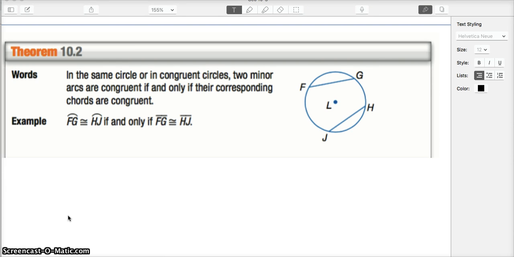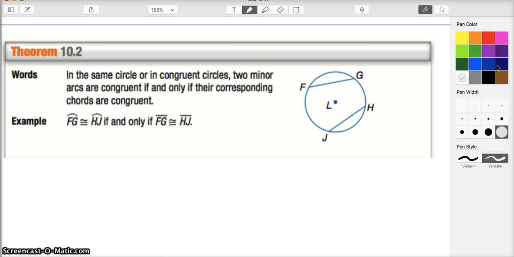So here's what we have for theorem 10.2. In the same circle or in congruent circles, two minor arcs are congruent if and only if their corresponding chords are congruent. Okay, so we're using the relationship between arcs and chords in a way that we haven't in the past. So if you notice, here's chord FG. Remember, a chord is a segment that connects 2 points on a circle. And we have chord JH.